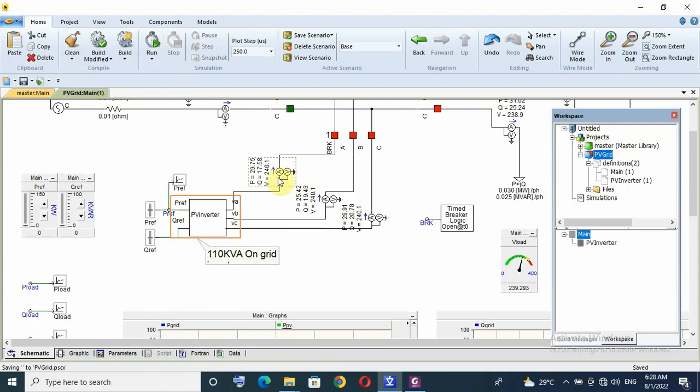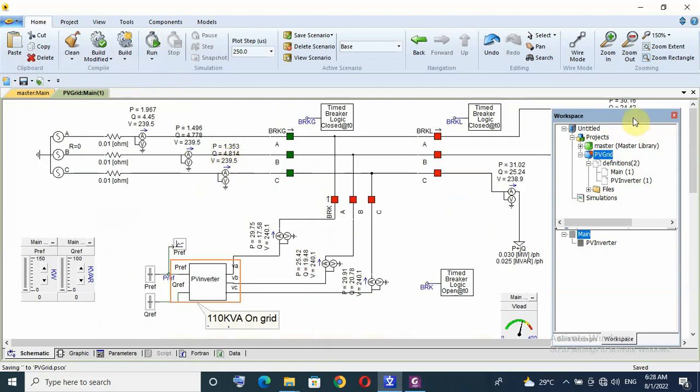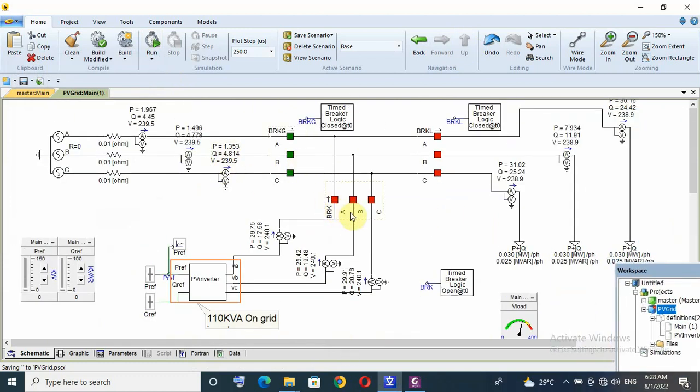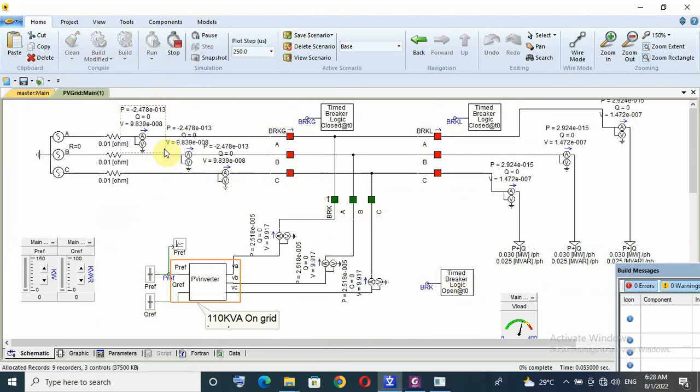All right, let us run the simulation. For our simulation here, the PV breaker will be closed after 2 seconds. Run simulation. After 2 seconds, the PV breaker will be closed.